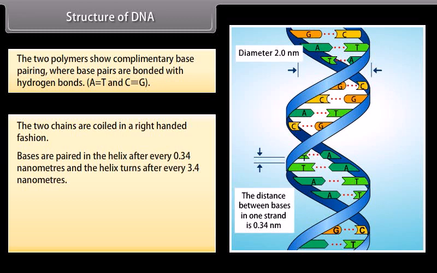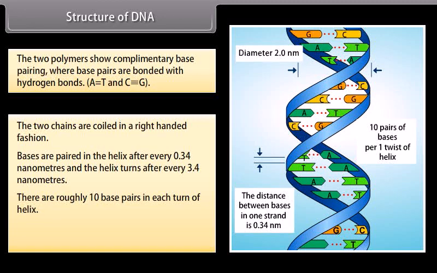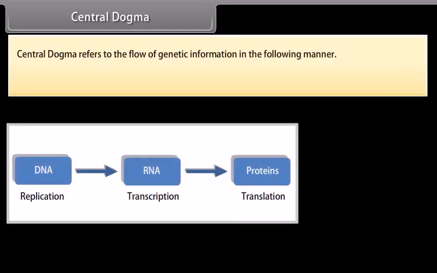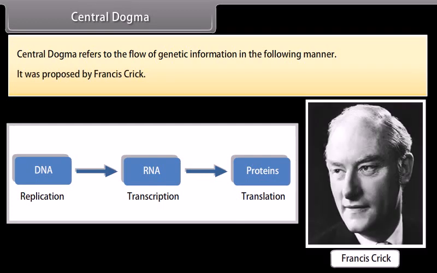Bases are paired in the helix after every 0.34 nanometers and the helix turns after every 3.4 nanometers. There are roughly 10 base pairs in each turn of helix. The plane of one base pair stacks over the other in the double helix. Central dogma. Central dogma refers to the flow of genetic information in the following manner. It was proposed by Francis Crick.